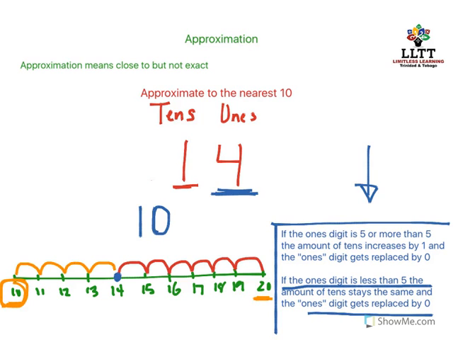Okay, so approximating to the nearest 10, you have to look and see two things. Is your ones digit 5 or greater than 5? If it is 5 or greater than 5, we add 1 to our tens value and we replace the digit in ones with a 0. And if our ones number is less than 5, then we leave the amount of tens as it is and replace the ones digit with a 0. So let's look at another example, because the best way to understand these is to do as many examples as possible.